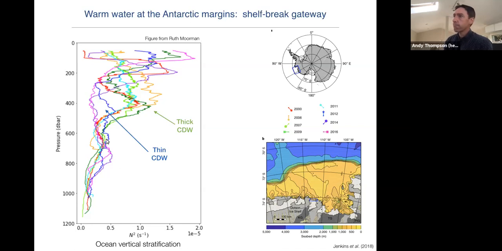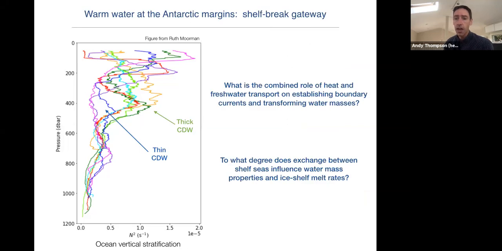But what I try to get to in this talk, the motivation, is drivers that happen closer to the coast that could give rise to these changes in stratification and thus modulate the overturning circulation from the coast, or processes happening on the shelf that are not necessarily connected to dynamics that are happening at the shelf break. So that's sort of the overarching goals of this talk.